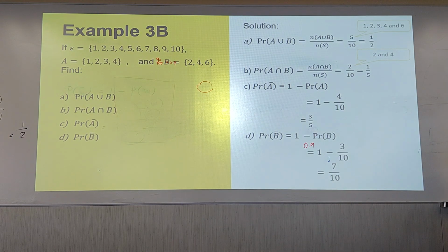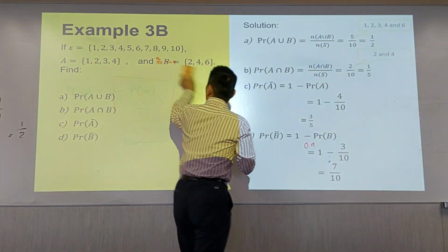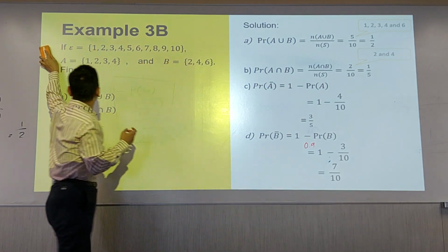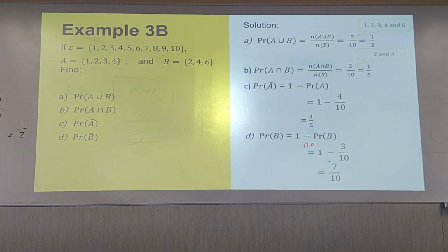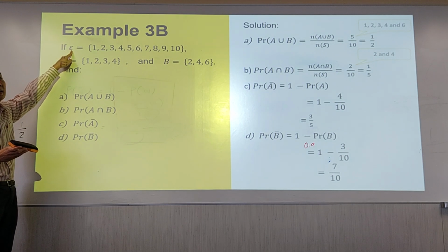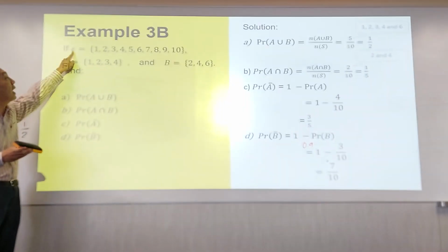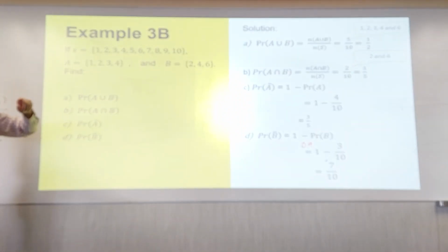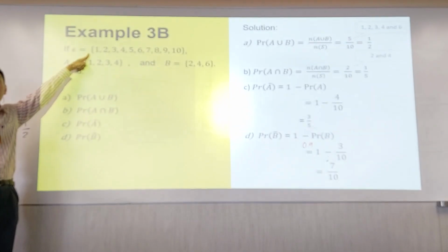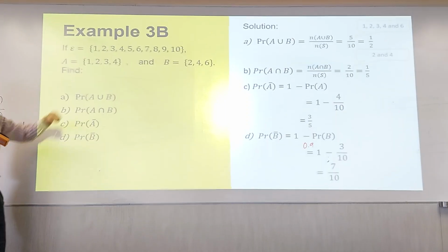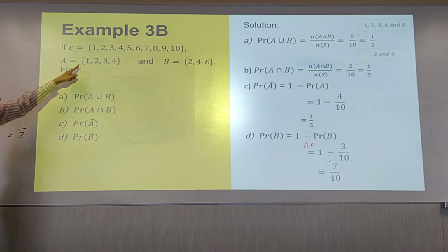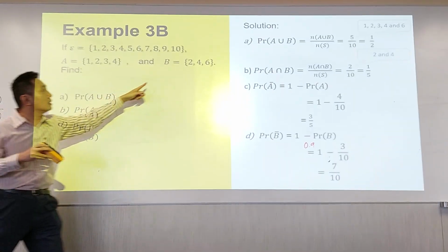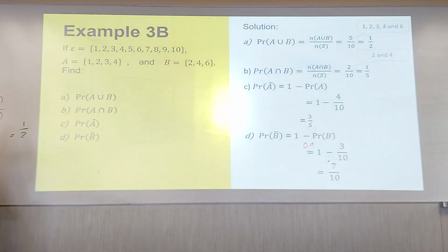Okay, 3B. For 3B, some information and some equations are given. Let us analyze the question first. This means the sample space. The sample elements consist of 1 to 10, so we have 10 elements, 10 numbers. Then A consists of 4 elements: 1, 2, 3, 4. B consists of 3 elements: 2, 4, 6.